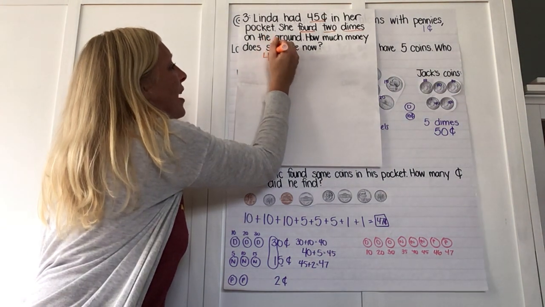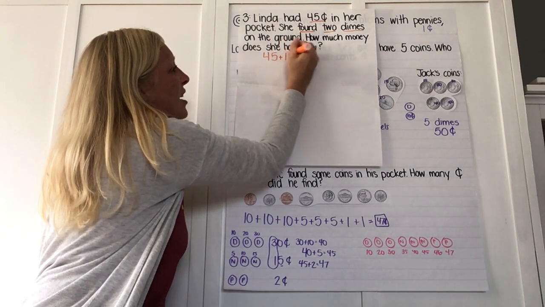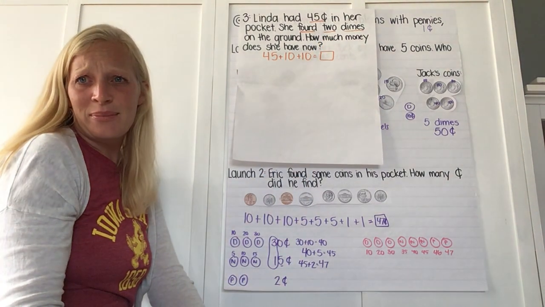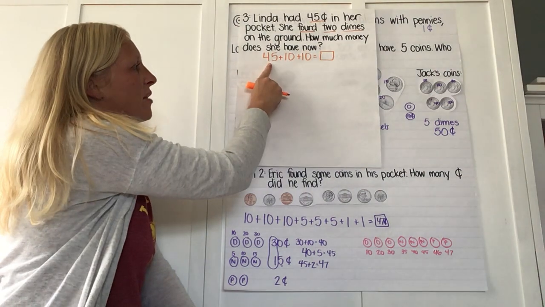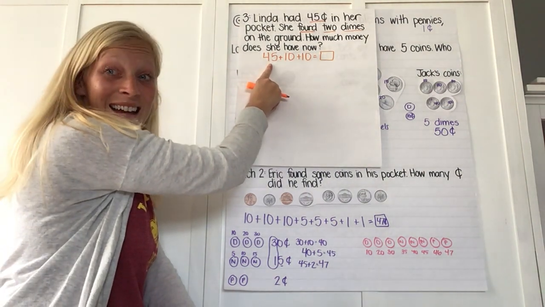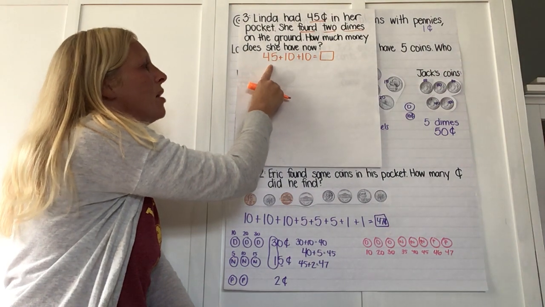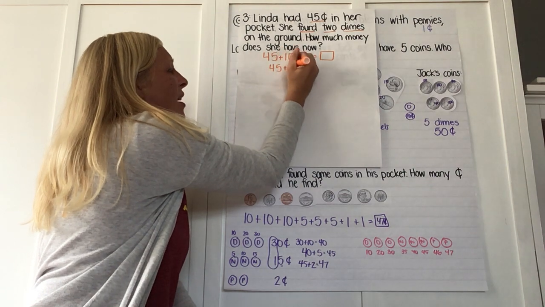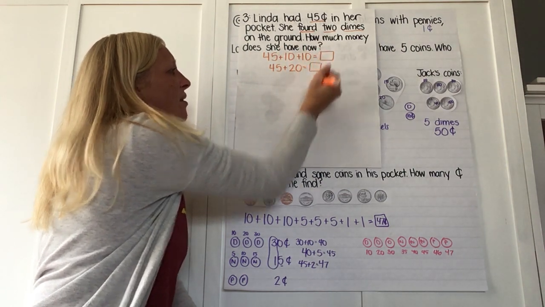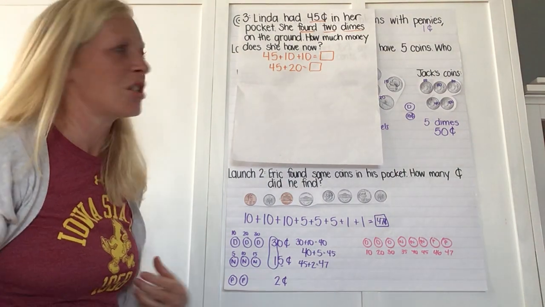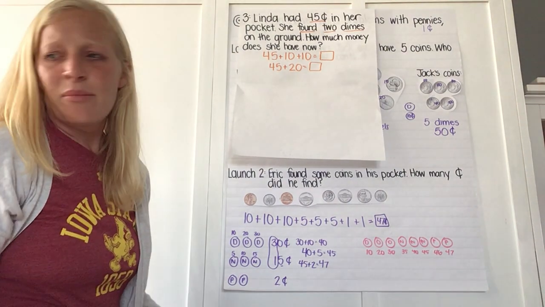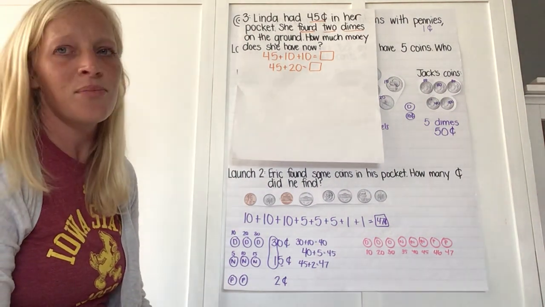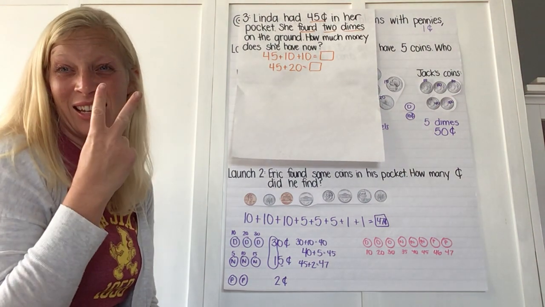How does 45 plus 10 plus 10 match this story? She had 45 cents. She found 2 dimes. So where are those 10s coming from? Dime 1, dime 2. Somebody else wrote this: 45 plus 20. What do you think, guys? Agree, disagree? Does that match the story? How does it match this story? 45 and 20, where does the 20 come from? 2 dimes, 10, and 20.